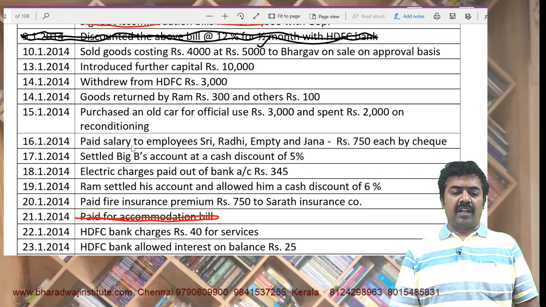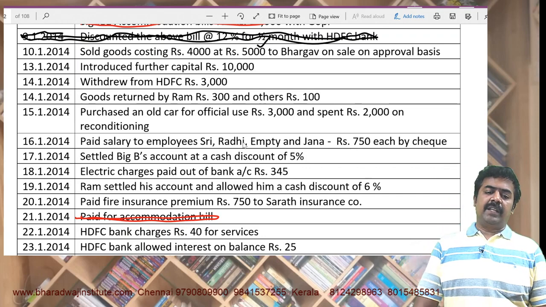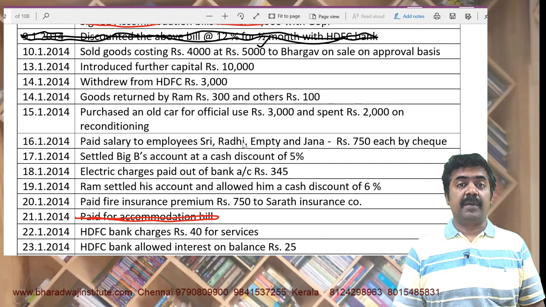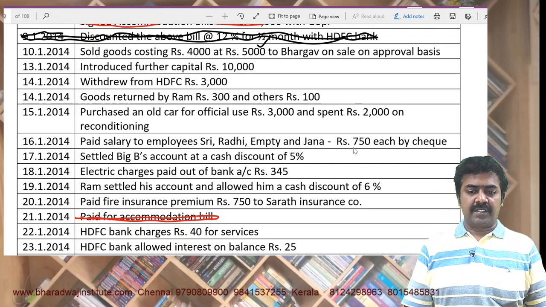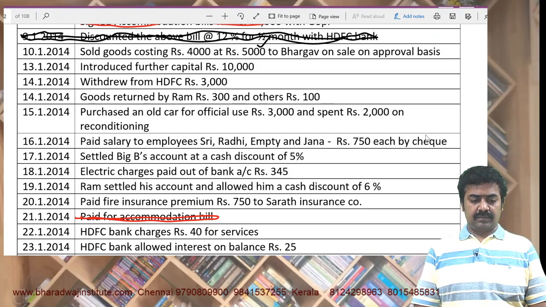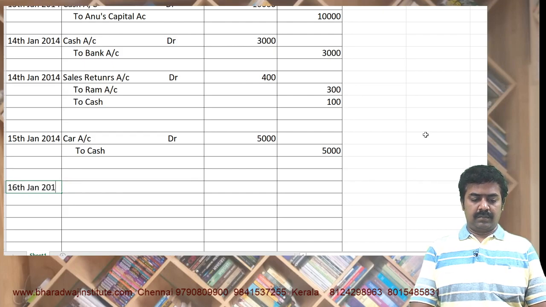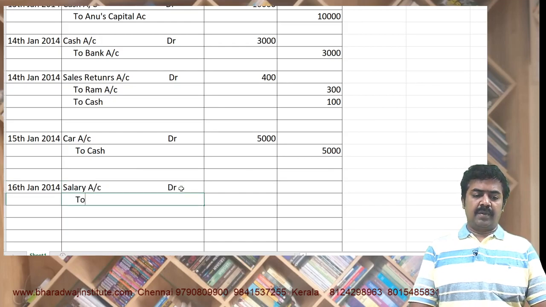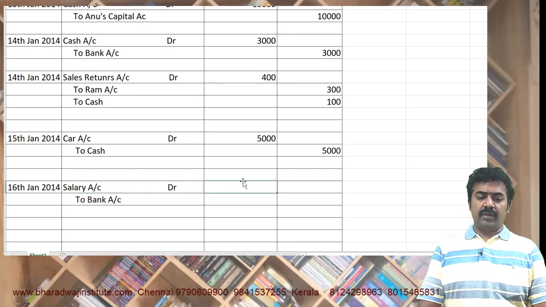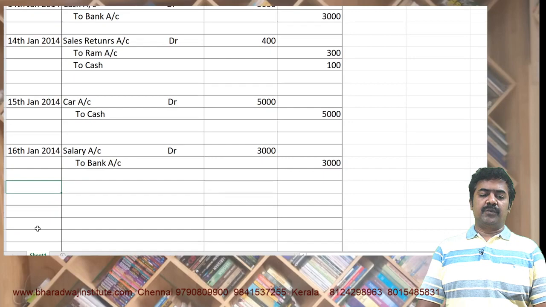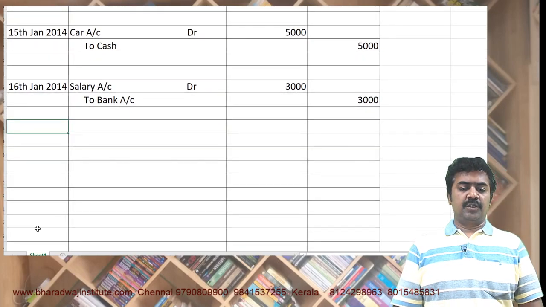Then paid salary to 4 employees by cheque. Will you debit the employee's name? Debit the receiver? No. We are not paying as a loan. We are paying for the services rendered by them. It is salary. So salary account debit, debit all expenses and losses, to bank because it is paid by cheque. So the bank will give the money. So to bank account. Salary account debit to bank account. 4 employees into 250, 1000 rupees totally. This is for salary paid.